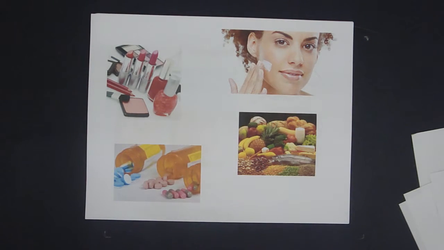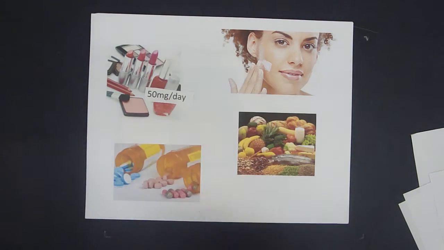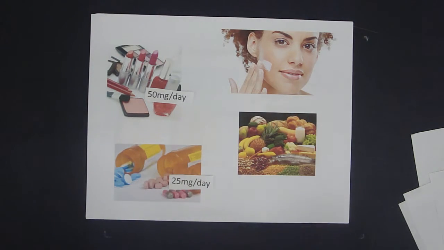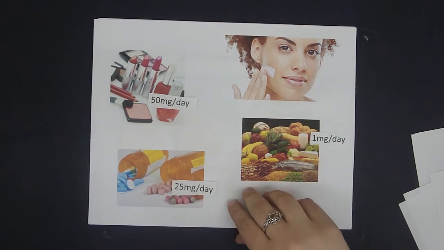In the United States, the average total paraben exposure per individual is estimated to be approximately 76 milligrams per day. Cosmetics and personal products provide the bulk of exposure at 50 milligrams per day, drugs at 25 milligrams per day, and food accounts for approximately 1 milligram per day.